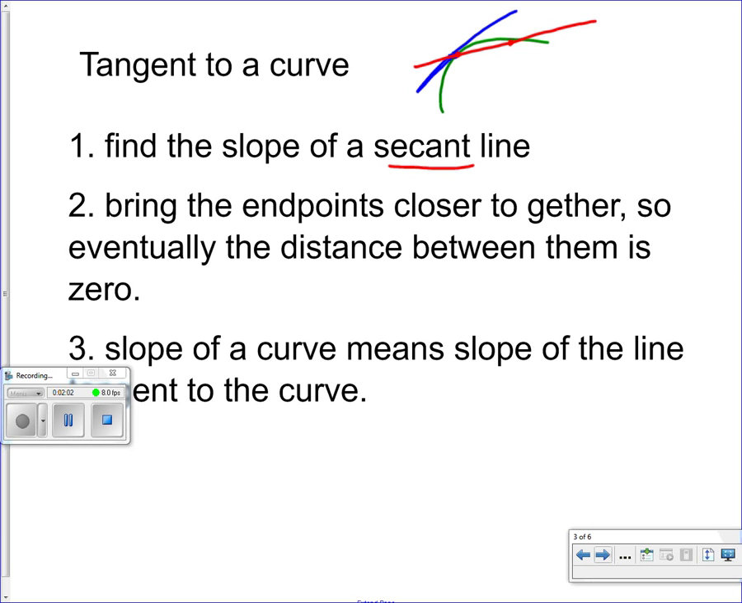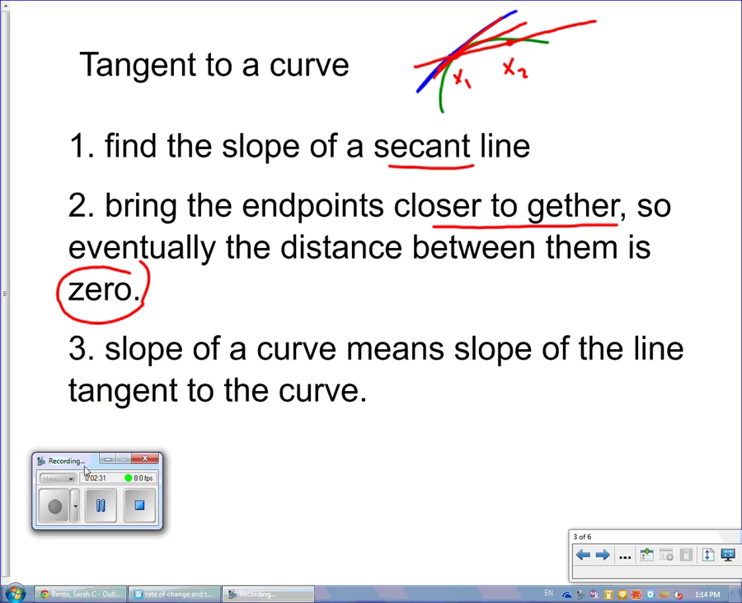So you're going to start with the secant line, and you're going to find the slope of the secant line. And then what you're going to do is you're going to bring the endpoints. This is x1, this is x2. You're going to bring them closer together. Eventually, the distance between them is 0. So you're going to bring them closer and closer together. And as you bring them closer and closer together, your secant line, I'm drawing it here in red, is going to get closer and closer to your tangent line.